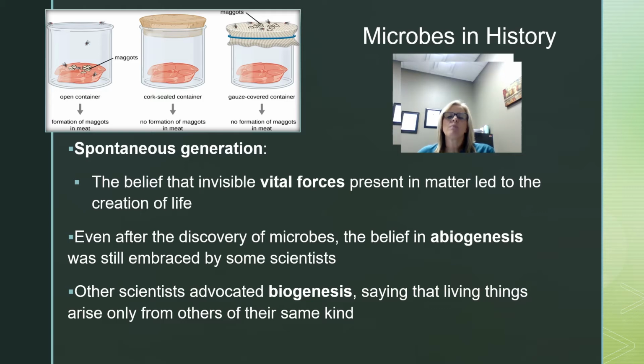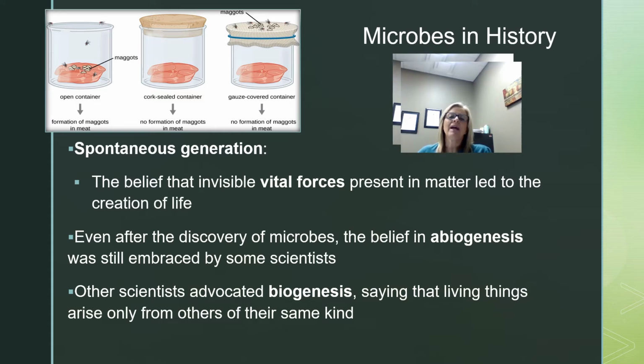Now, once microbes were discovered, there were still some arguments. Some scientists still held on to that belief that something living could come from something non-living. And that term for that is called abiogenesis. A means without, okay? Bio means life, and genesis means beginning. So it means life beginning without other life. And we know now that there is biogenesis, in that life must come from life, okay?